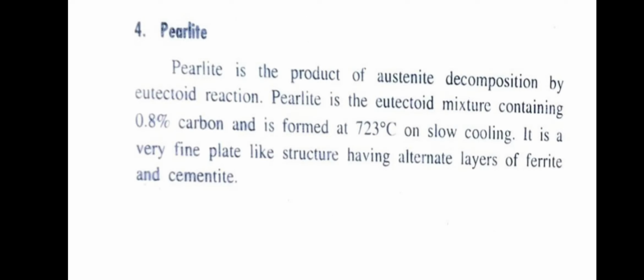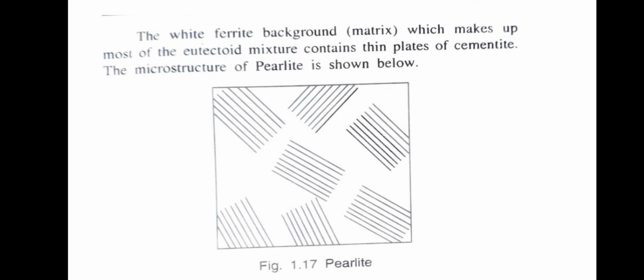The next constituent is pearlite. It is a product of austenite decomposition by the eutectoid reaction. It consists of alternate layers of ferrite and cementite. It is a combination of ferrite and cementite. The pearlite structure is shown in this figure. It consists of thin plates of cementite, shown as the inclined straight lines in this diagram. So pearlite is nothing but alternate layers of ferrite and cementite.